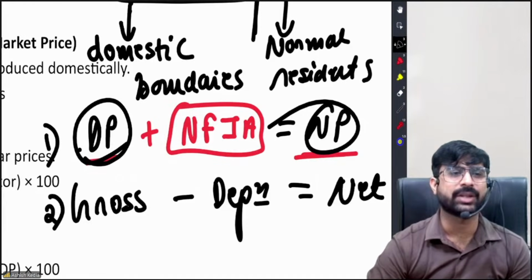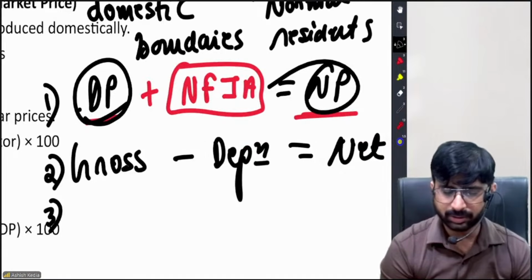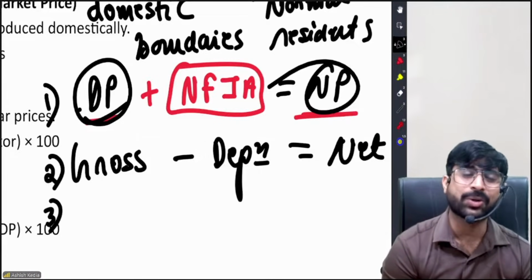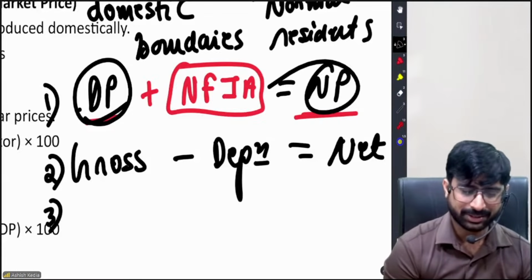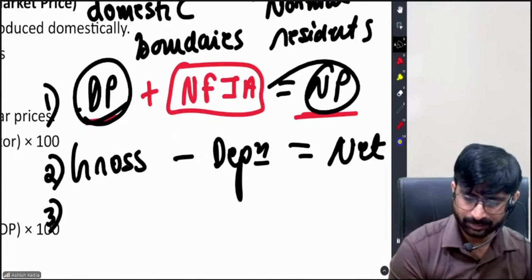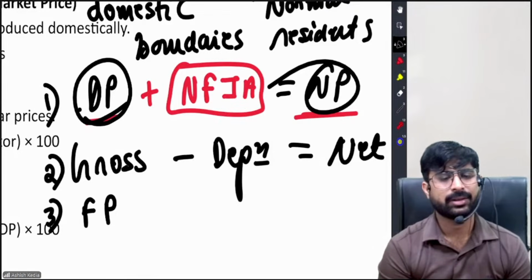Gross minus depreciation is net. Third thing is, so first was NDP plus NFIA is NNP. Second one was gross minus depreciation is net. Third one is factory price.